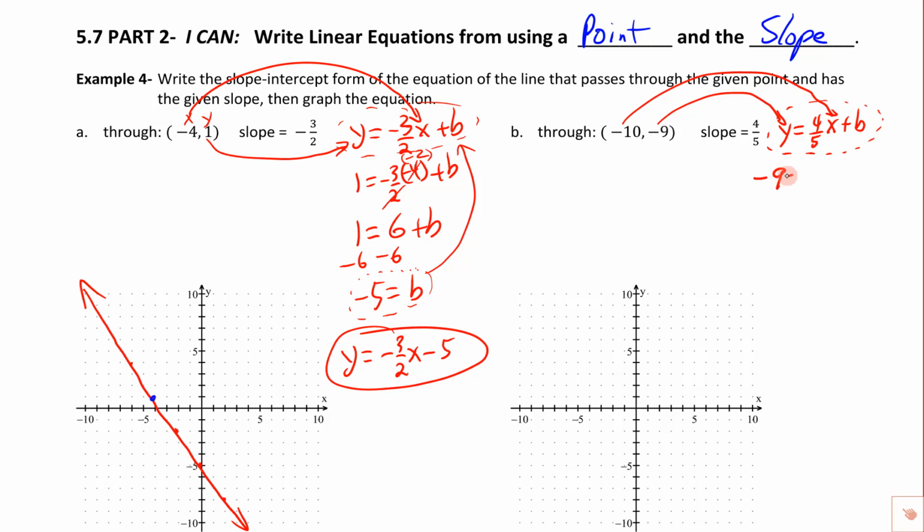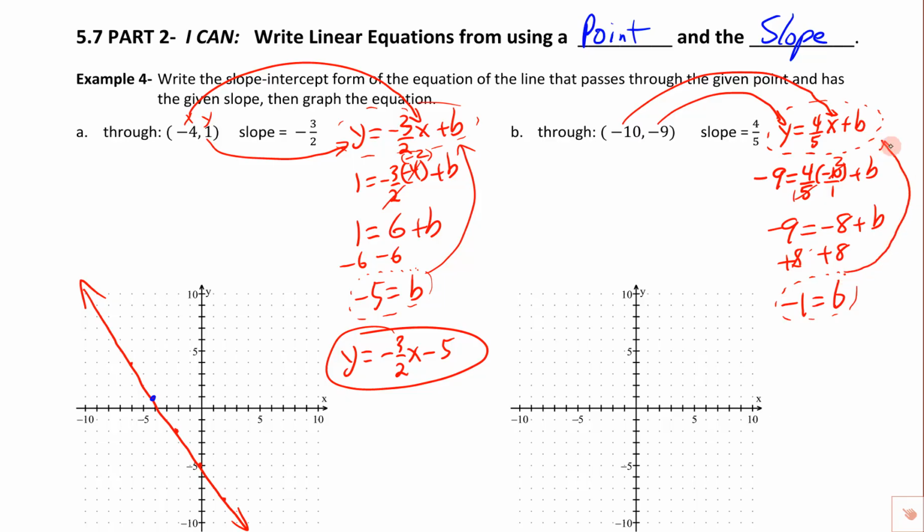So we're going to get -9 equals 4/5 times -10 for the x, and then plus b. I'm going to put that over 1, and we're going to do a little bit of cross cancellation here. That goes in there once, 5 goes in there twice. So this is -9 equals, this is 4 times -2, so that's -8, plus b. We're going to add 8. This one's looking kind of familiar. So we've got -1 equals b. I'll put a dotted circle around that, and that is the last piece of information we need.